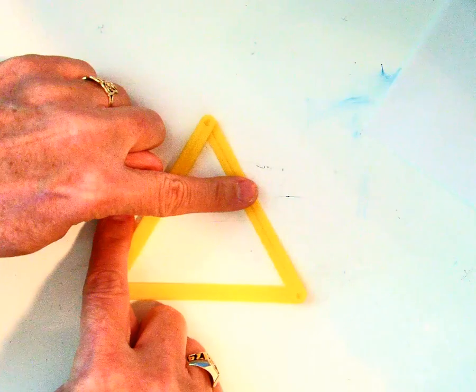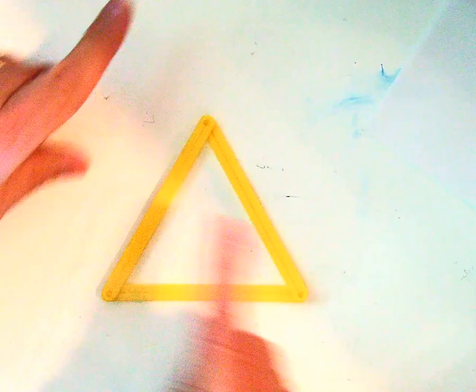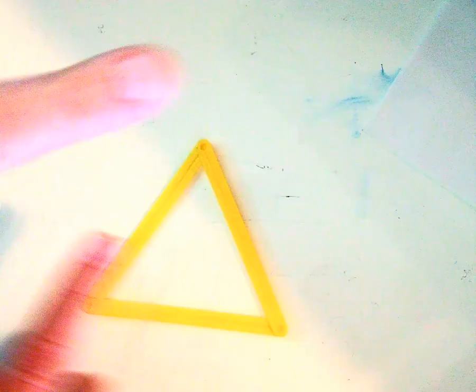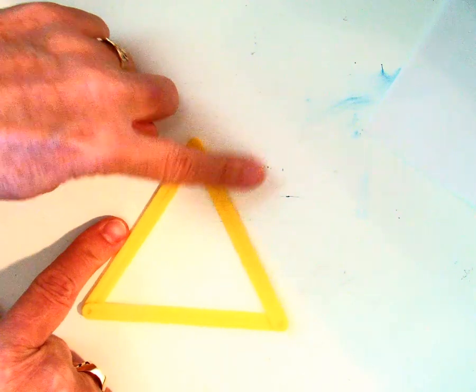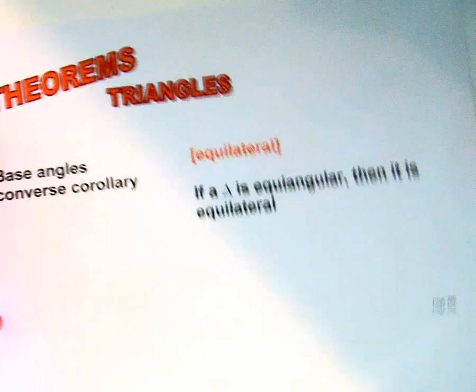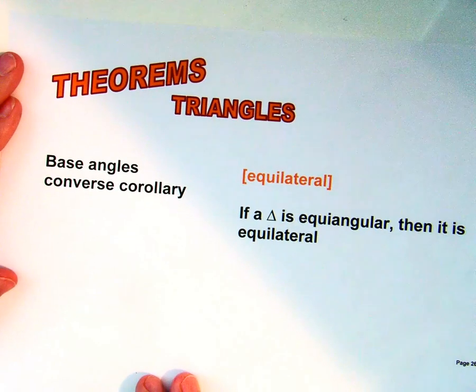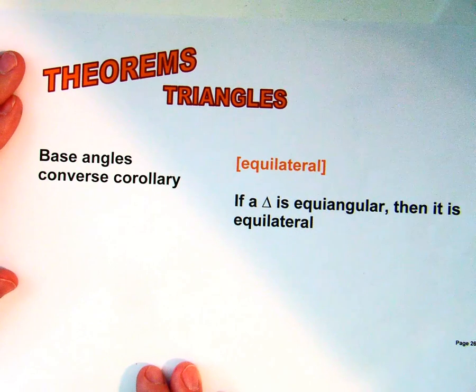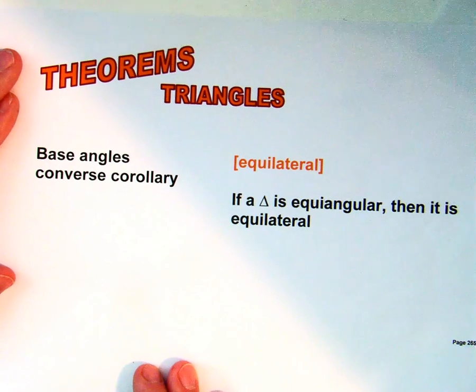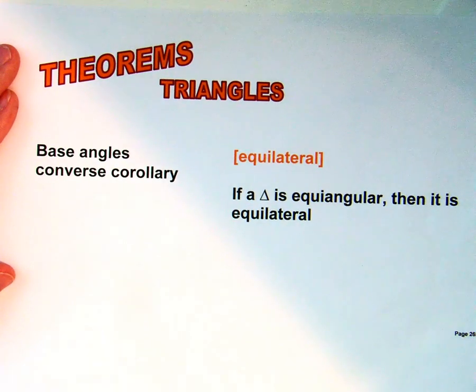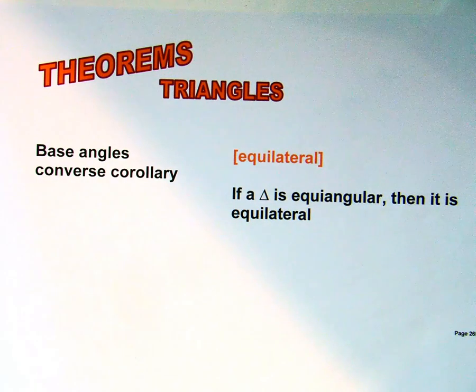That means these two sides are the isosceles sides. Oh, but wait, I can do it again. What if I know these two angles? That means these two sides are the congruent for isosceles. And oh, guess what? The corollary to the converse of the base angles, the base angles converse corollary: if a triangle is equiangular, then it is equilateral.